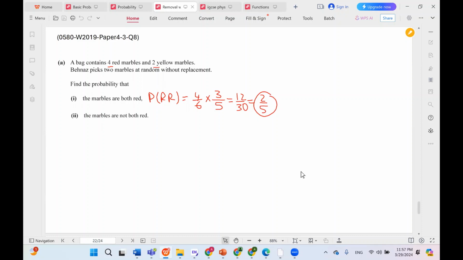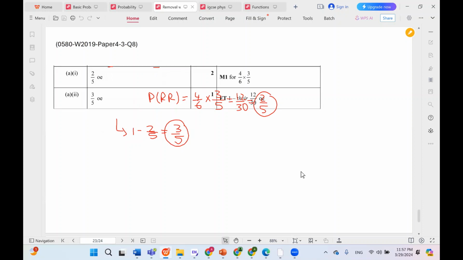So since there is no third option, we can just evaluate this as 1 minus the answer to I. So 1 minus 2/5 gives us 3/5, and this is the final answer. We don't need to bother with evaluating the other scenarios because there is no third option. They're either both red or they're not both red. So the total probability has to be 1. So we just do 1 minus 2/5, and that gives us the final answer. So 2/5 and 3/5 are correct.